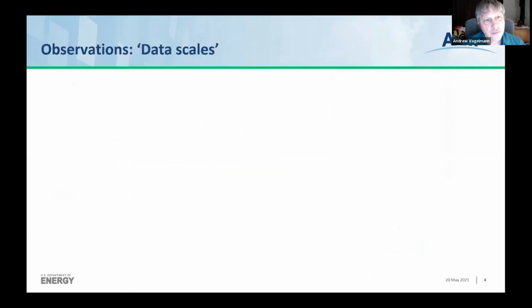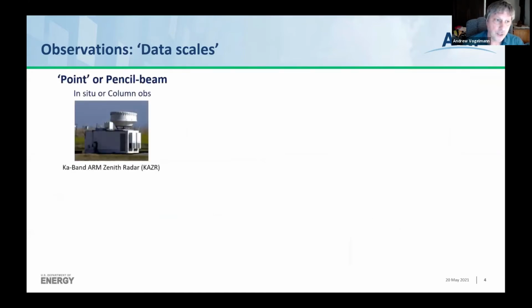So to get into the observations now, I first want to say something about what I'm calling data scales. In other words, what sort of region is a given observation measuring? The most localized is the point or pencil beam scales. This could be an in situ measurement such as surface temperature, or it could even be a column observation that we get from the Ka ARM zenith radar, or KAZR.